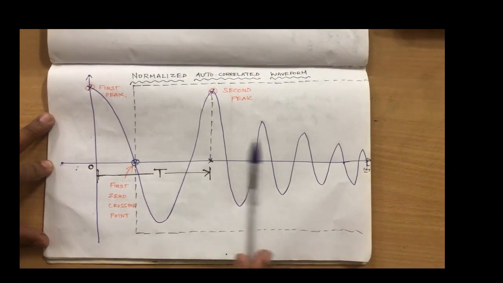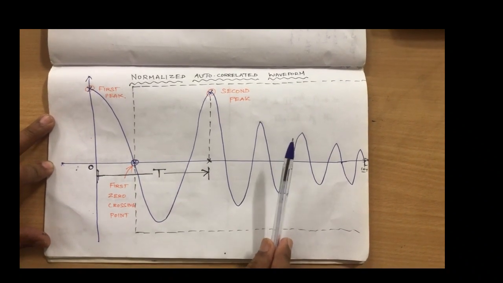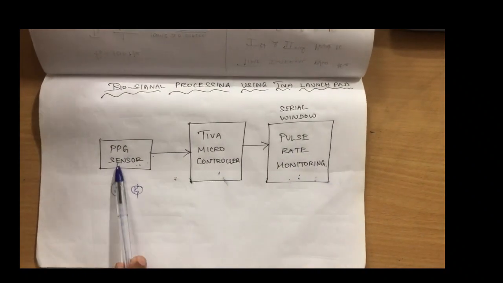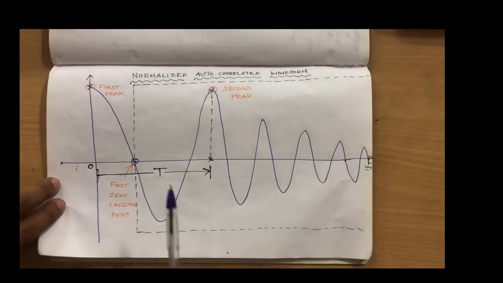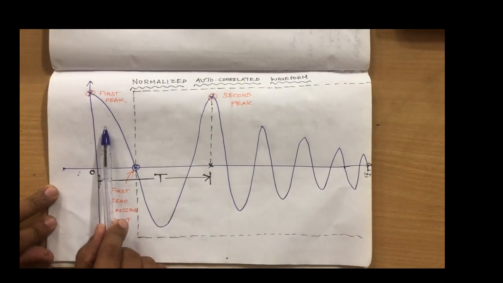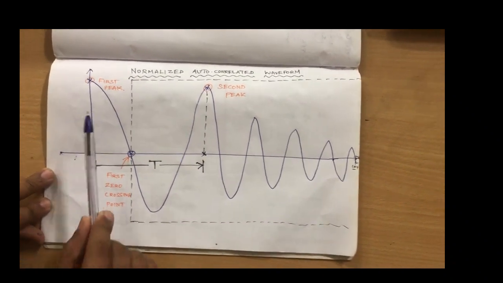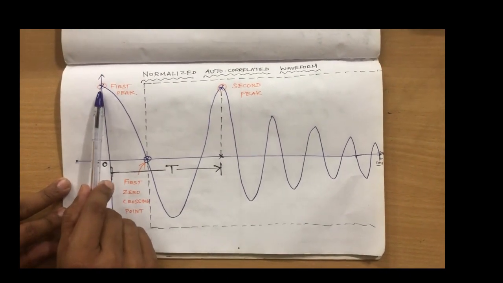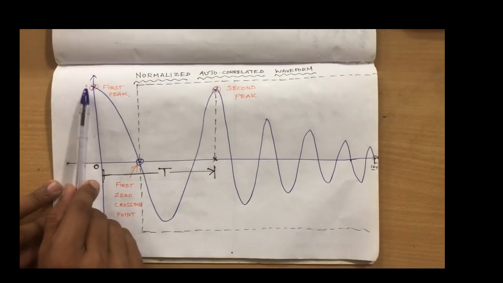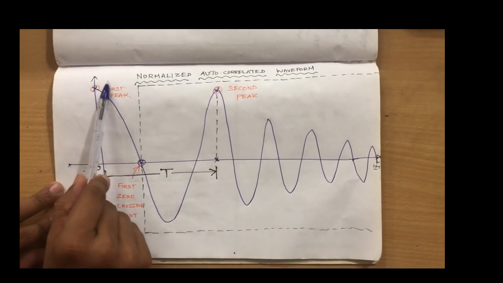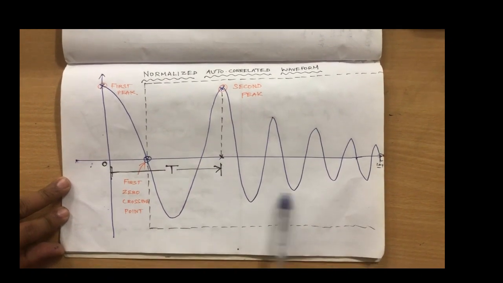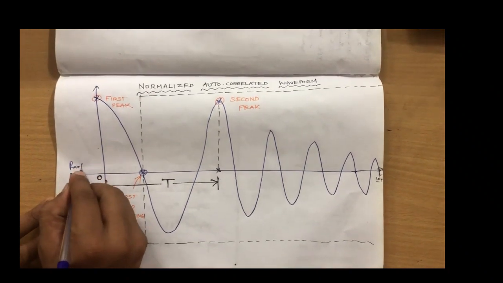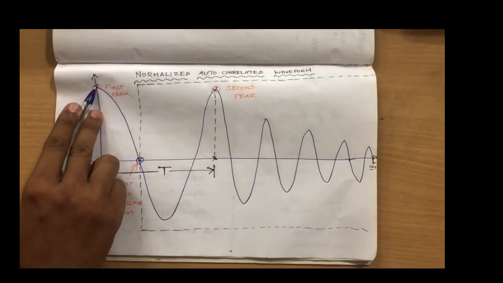So in short, I am briefing the process of how to find the pulse rate of the PPG signal. To find the pulse rate, we have to find the autocorrelation and normalize the signal. After normalizing the autocorrelated signal, the waveform will look like this. As we all know, the autocorrelation function at 0 is the maximum peak, and then slowly it is a decaying signal. So Rxx of 0 is the energy of the signal, which is the first peak.